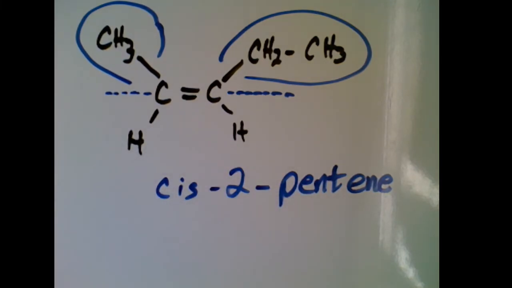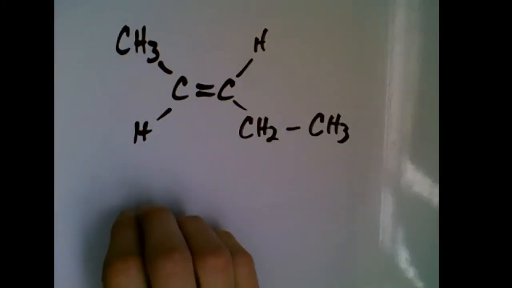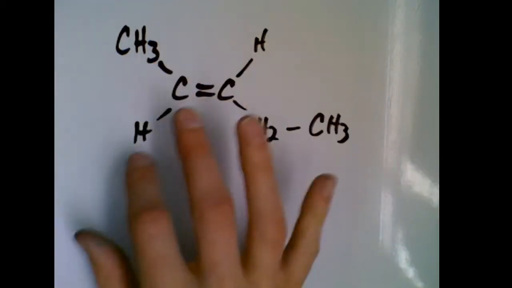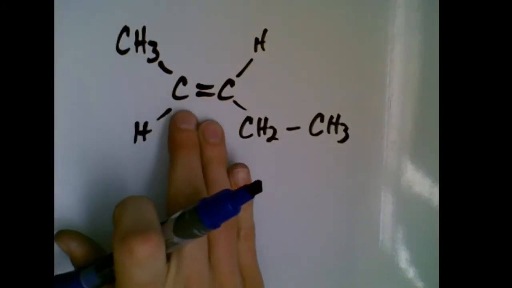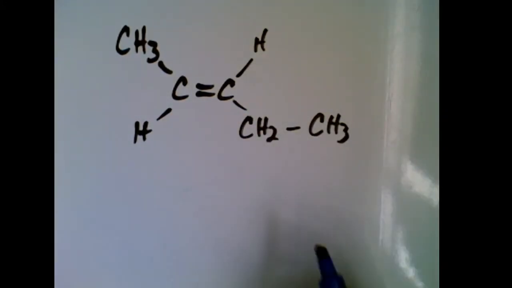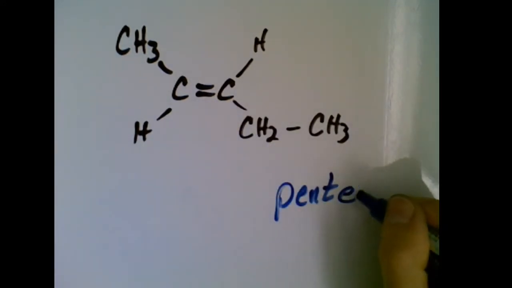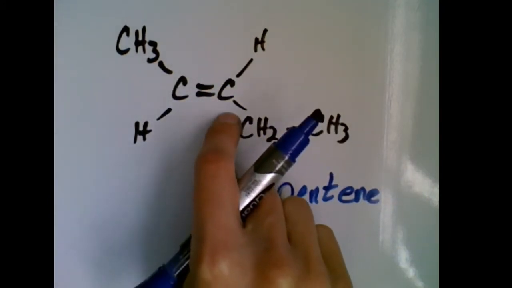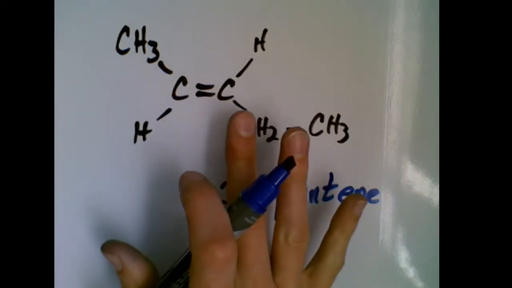Let's try another example. So here's our next example. I know this may look very similar, but you'll notice there's a little bit of a difference. It's drawn differently than our last one. So if we're going to name this, same as always, count your longest continuous chain of carbons. So 1, 2, 3, 4, and 5. Pent. Double bond. Pentene. The position of the double bond is either the 1, 2 or the 2, 3. It's got to be the 2 because that's the lower number. Now we need to figure out cis or trans.